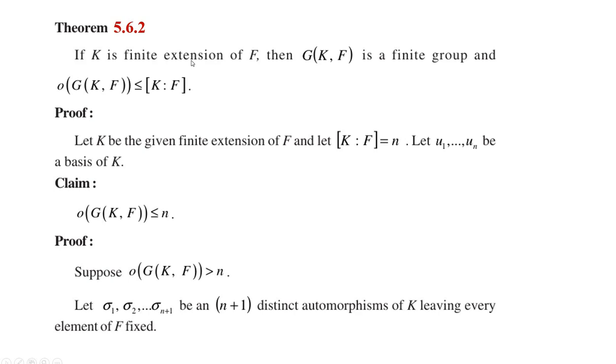Now let K be the finite extension given, and let the degree of K over F be n. Because the degree is n, it will have a basis consisting of n elements. So u1 to un we will take them as.